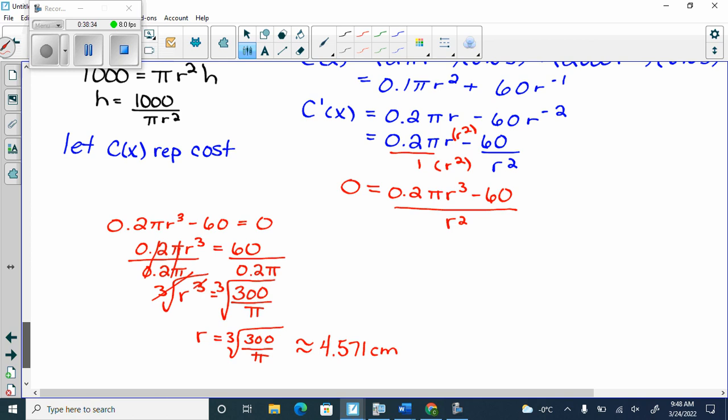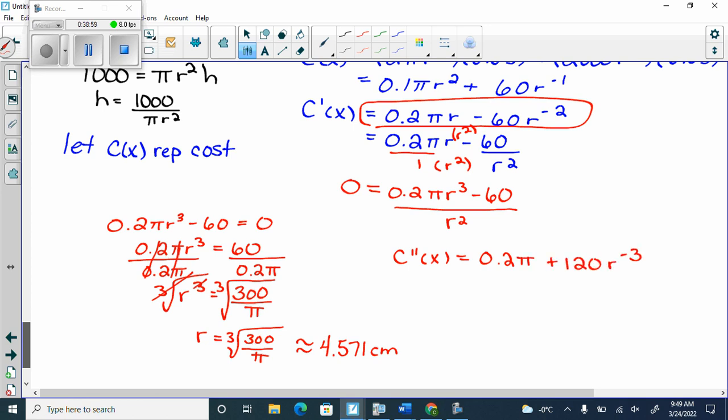Now you should technically check that in the second derivative and make sure that the second derivative gets you what? A positive, so that's a minimum, right? Now to do the second derivative, I wouldn't use this, that would be quotient rule. I would go from here, right? So C double prime of r equals 0.2 pi plus 120 r to the negative 3. And then you plug in that.